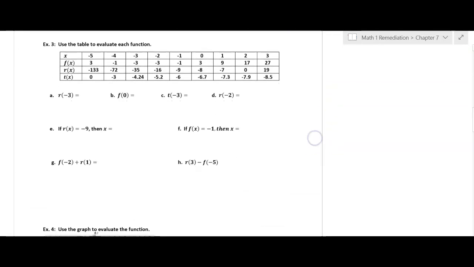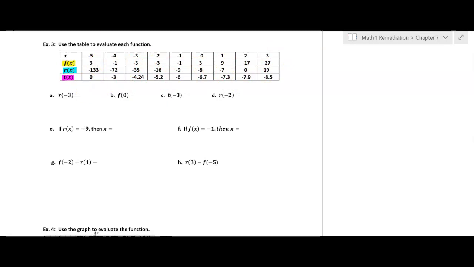All right, now, we can represent functions in tables just as well as we can using expressions. So how do we evaluate these when they're in a table? Okay, so r of negative 3. When we look, you have function f, you have function r, and you have function t. All of these at the top are your input values, okay? Then all of these other elements are going to be your output values.